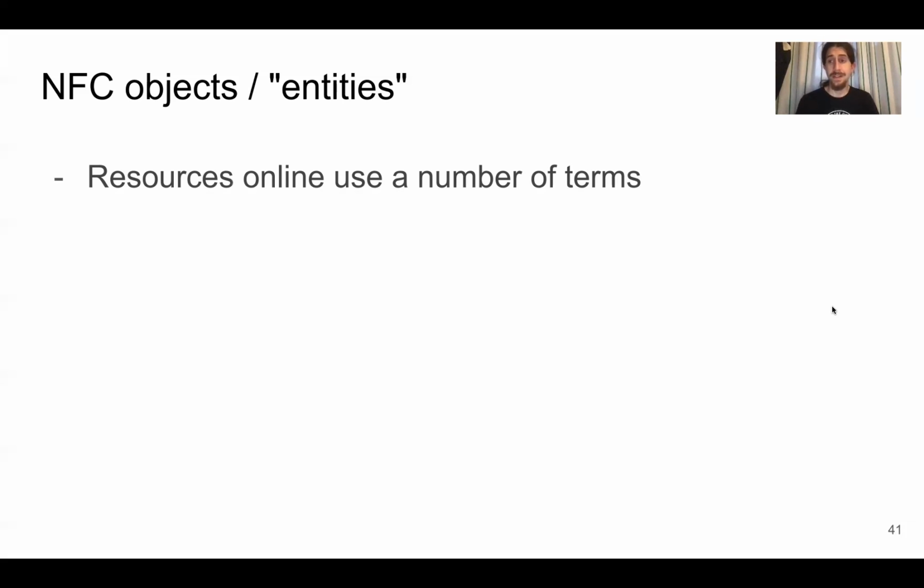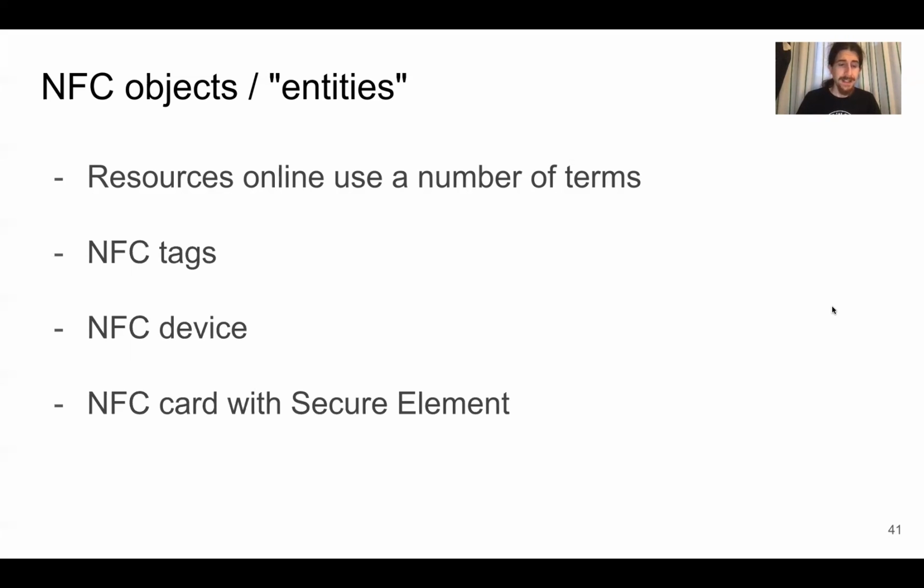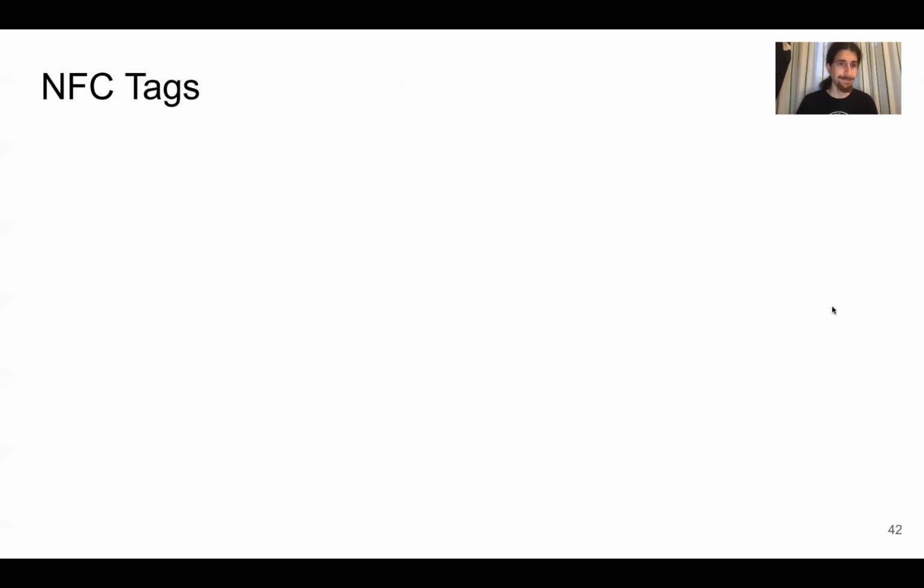If you find different terms online, try to keep an open mind, try to map them to what I'm explaining here. If you find different terms, it could be something new, but something that maybe is similar to what I'm discussing now. So one entity or object is the NFC tag. One is the NFC device. And then we have this NFC card with secure element and several others. So again, I'm going to try to do my best to explain what this stuff is all about.